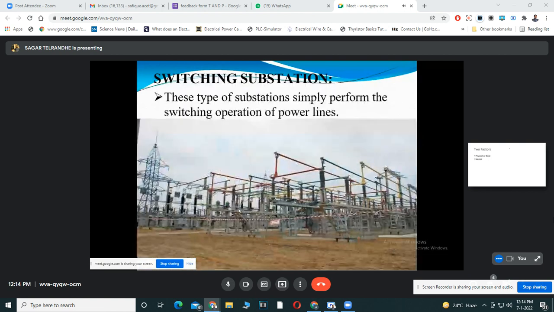Switching substations. This type of substation simply performs the switching operation of power lines. That is, the main purpose of a switching substation is to provide a path to the power in the substation. Thus, this is seen in a region which has a huge number of power grids that are interconnected. So in short, we can say that the switching substation helps us in providing interconnection of power plants.